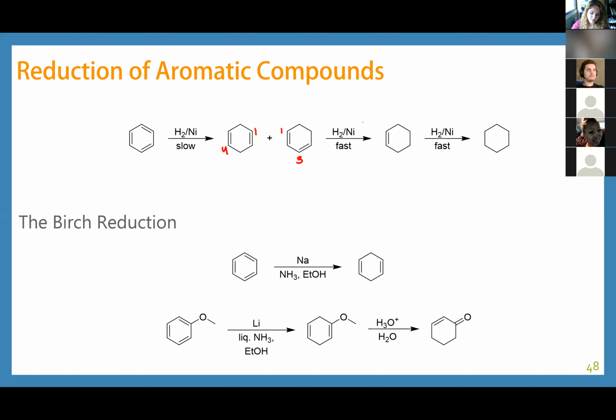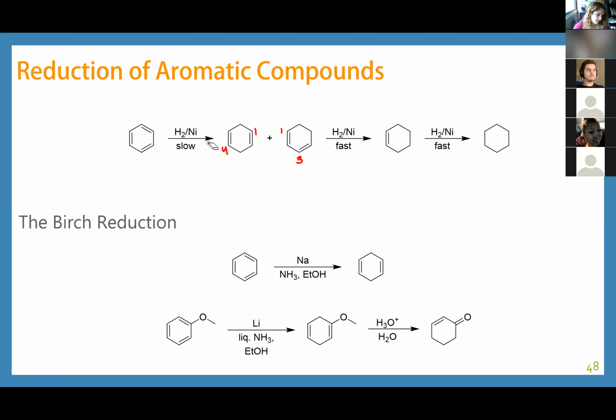If you add in another equivalent of hydrogen gas and a transition metal, such as nickel, you're going to very, very quickly get down to cyclohexene, and then one more equivalent of hydrogen gas and nickel, and you end up with cyclohexane. So notice it's only the reduction of benzene, the hydrogenation of a single alkene in benzene, that's going to be very slow. Once you get to something that's not aromatic, the reaction picks up rapidly.